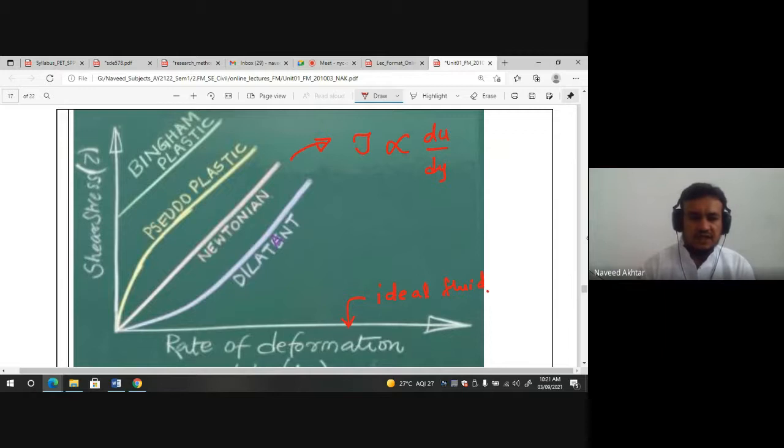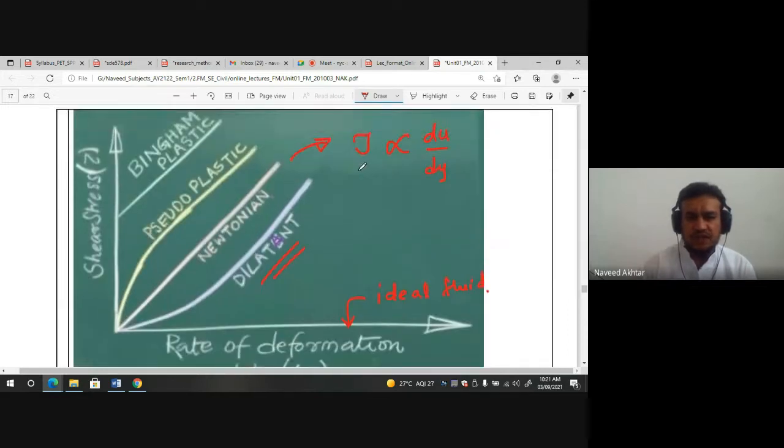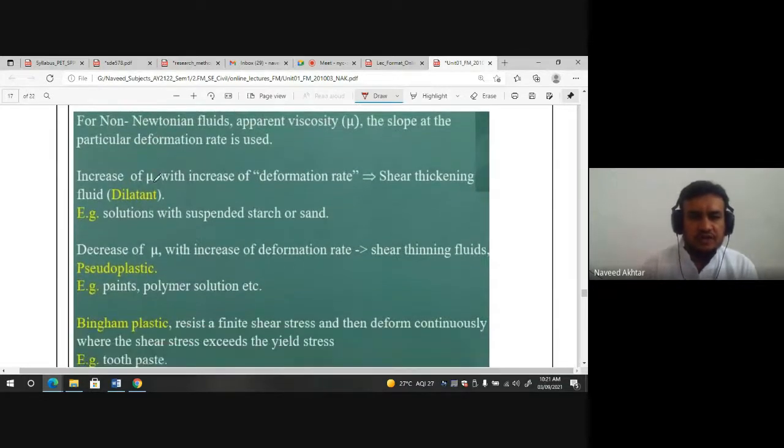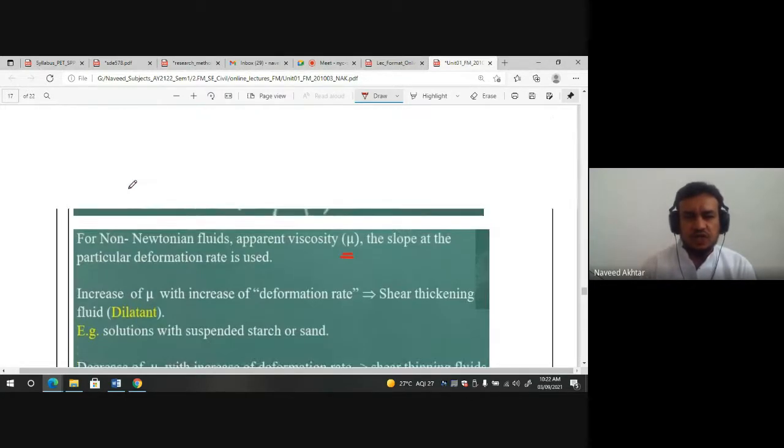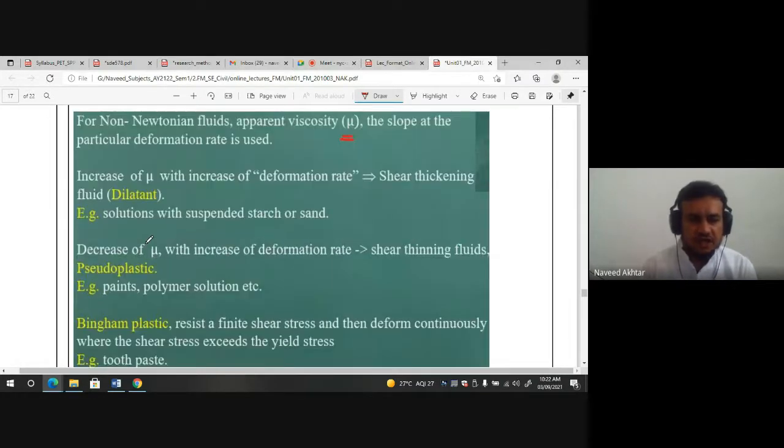This is called dilatant, and pseudoplastic if above the Newtonian fluid, and Bingham plastic if the shear stress is large. So based on the shear deformation rate and shear stress, if shear stress is proportional to the rate, then that fluid is called a Newtonian fluid. For non-Newtonian fluids, the apparent viscosity, the slope at a particular deformation rate, is used. So this slope is changing. You see the dilatant, their slope is different, and for the pseudoplastic the slope is also different.